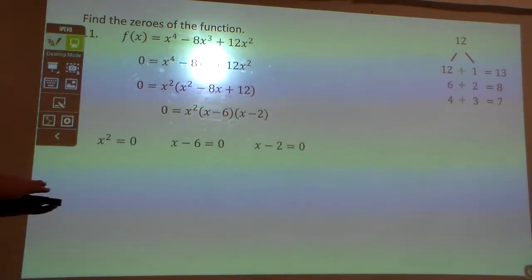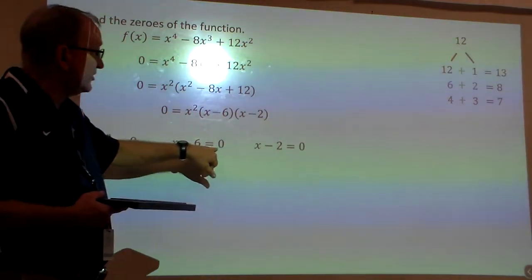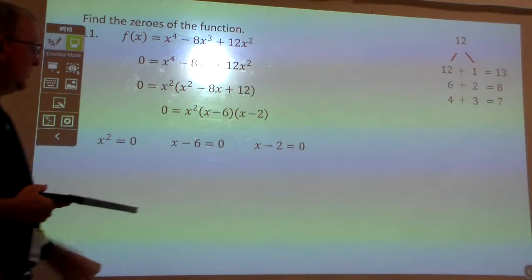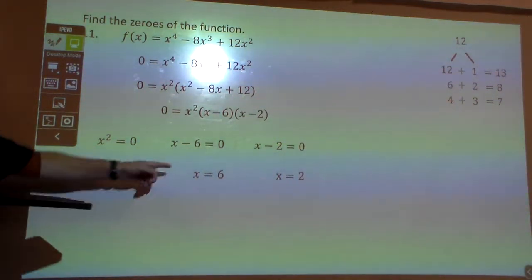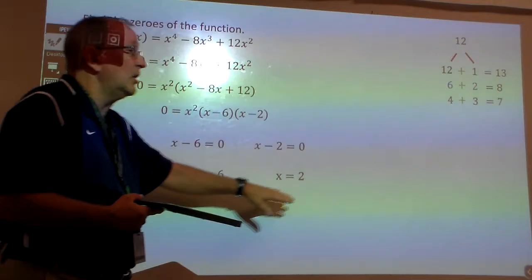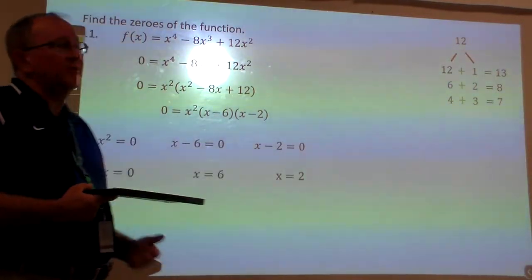Now I'm just going to set each of these to 0, so x squared equals 0, x minus 6 equals 0, x minus 2 equals 0. Here, square root it. Now technically you have a plus or minus, but is 0 ever positive or negative? No. And then add 6, add 2. So my answers are 0, 6, and 2. That will be the answers.